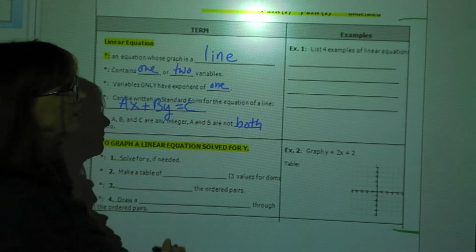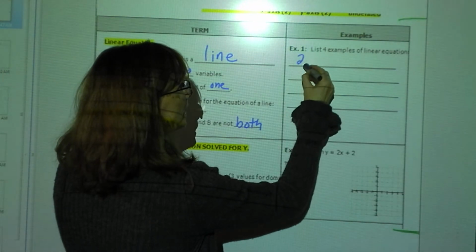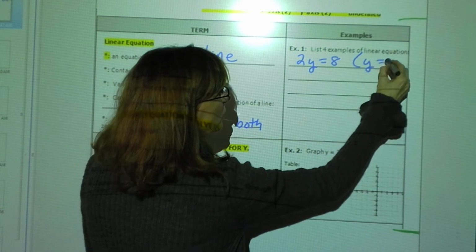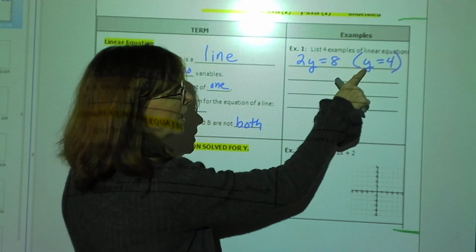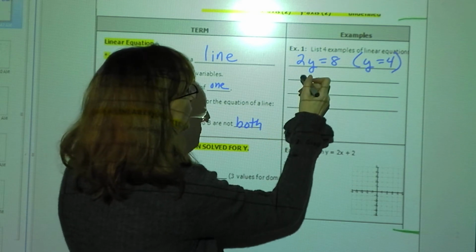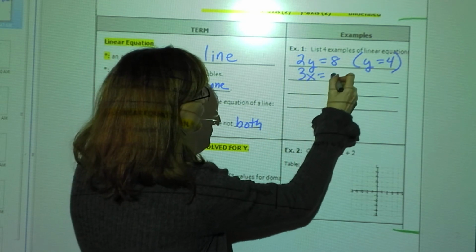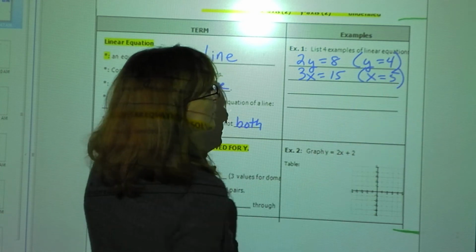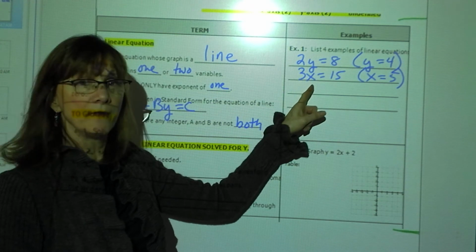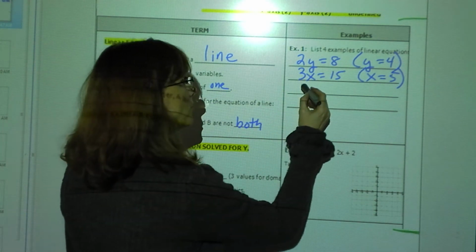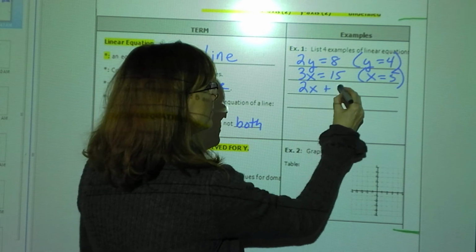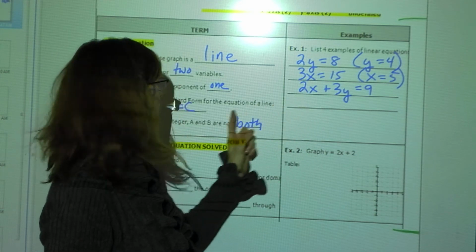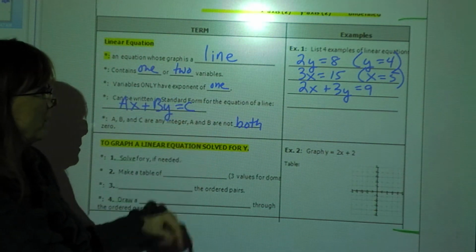So here are some examples of a linear equation. You could have something like 2y equals 8, which would be the same, of course, as y equals 4. So notice here's an example of a line that only has one variable. You could have something like 3x equals 15, which of course would be the same as x equals 5. So again, here's an example of one variable in the equation. You could have something like 2x plus 3y equals 9. That would be an example of an equation that's in standard form, ax plus by equals c.